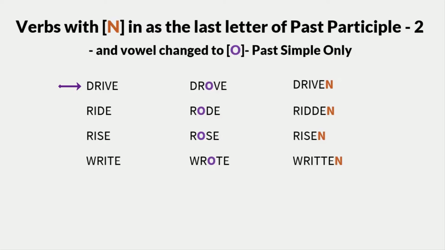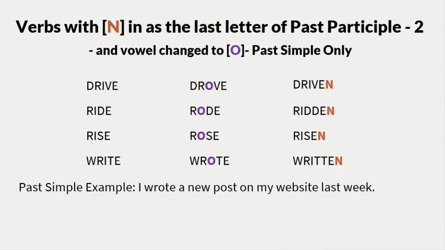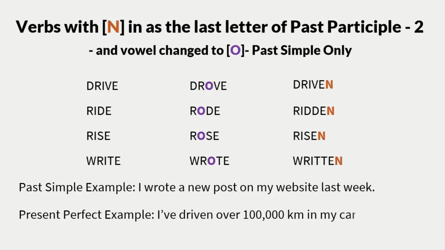Drive, drove, have driven. Ride, rode, have ridden. Rise, rose, have risen. Write, wrote, have written. Now let's do a past simple example. I wrote a new post on my website last week. And one for the present perfect. I've driven over 100,000 kilometers in my car.